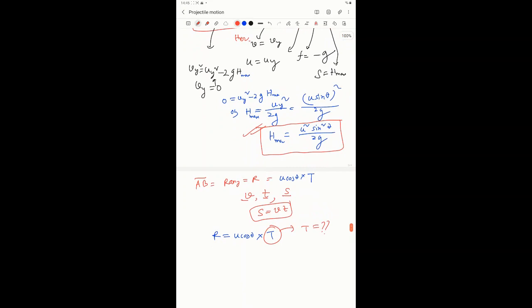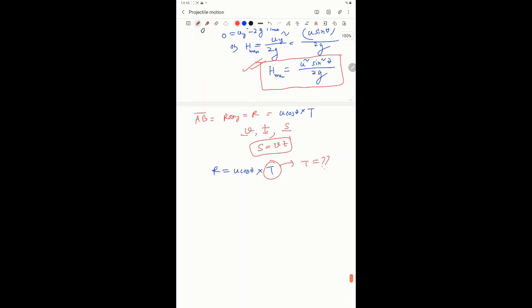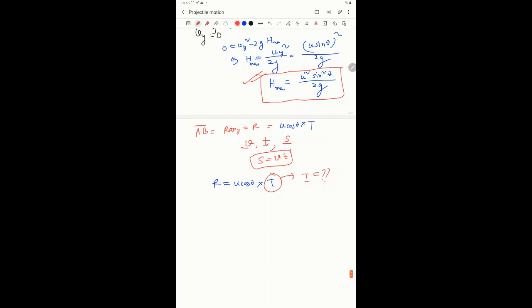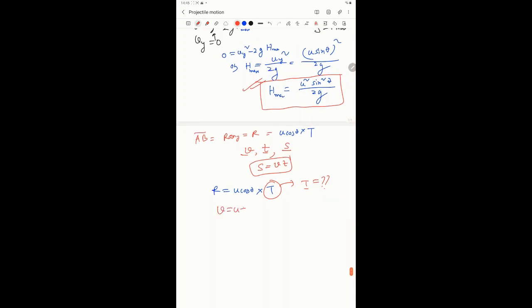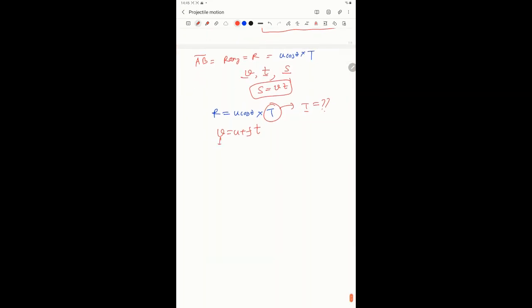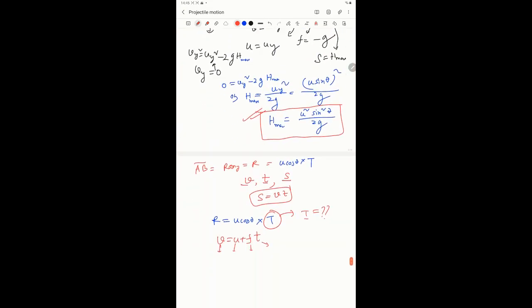So again, to calculate t, we have to resort to the formula v equals u plus f into t, where v is the final velocity, u is the initial velocity, f is the acceleration, and t is the time.